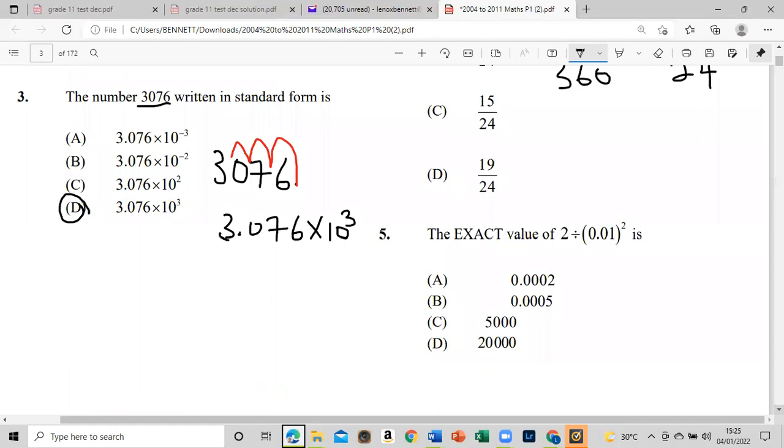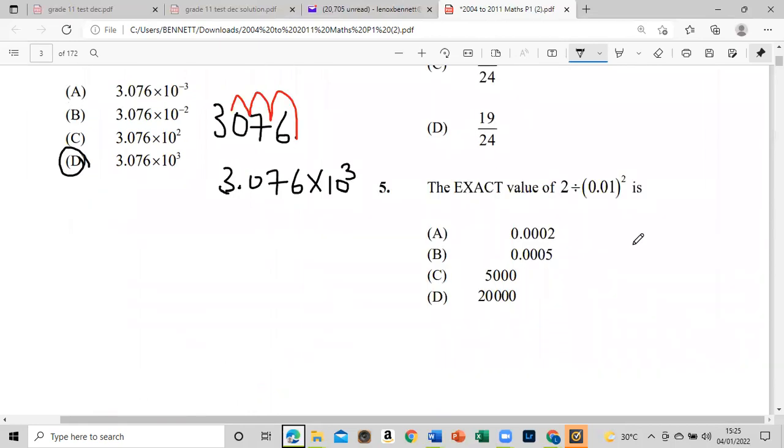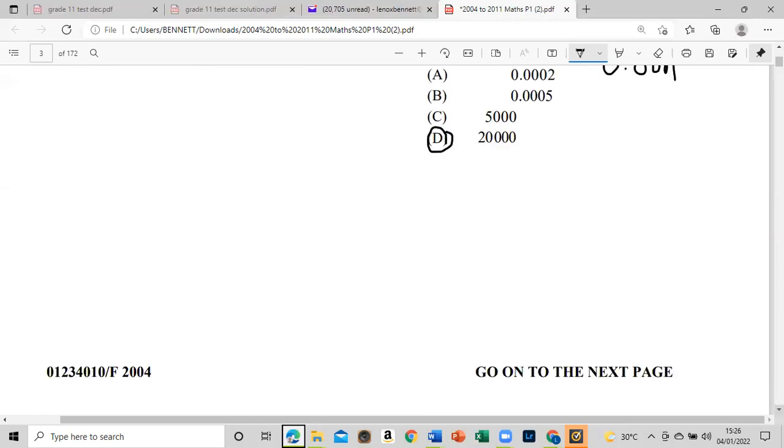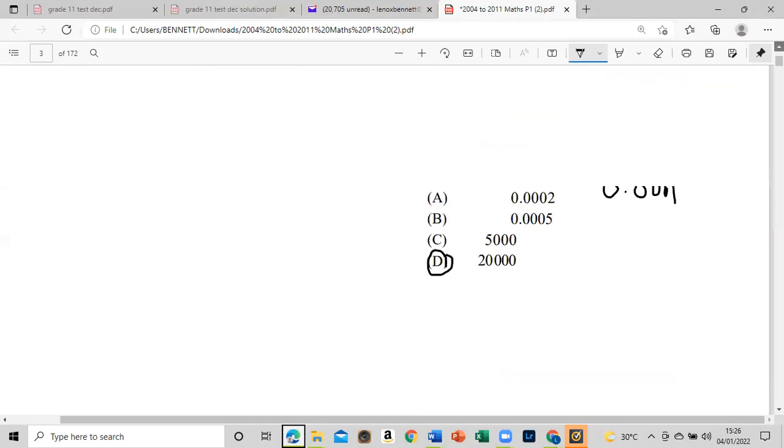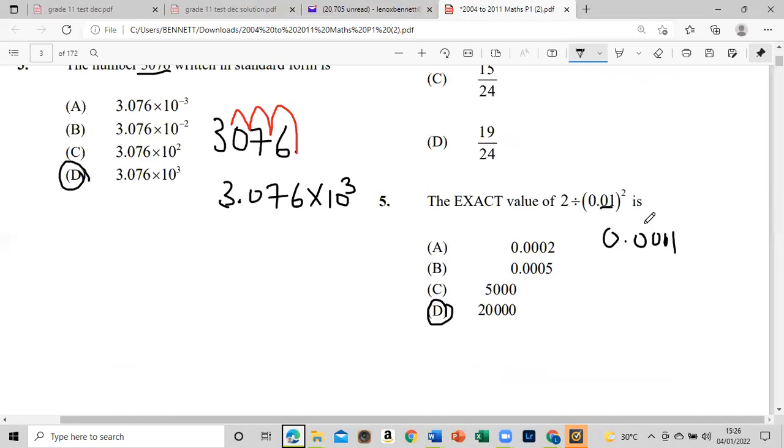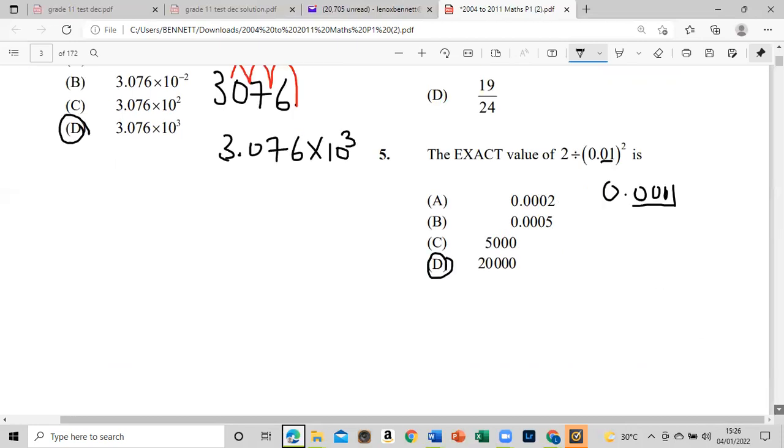The exact value of this, we didn't have to work it out, guys. But when you multiply 0.1 times 0.1, we'll get 0.01. And then when we divide it by 2, I get 0.005. Common sense. But you guys can work it out. It's supposed to have 4 decimal places, right? When you square it, because it's a 2, it's supposed to have 4 decimal places. Common sense.